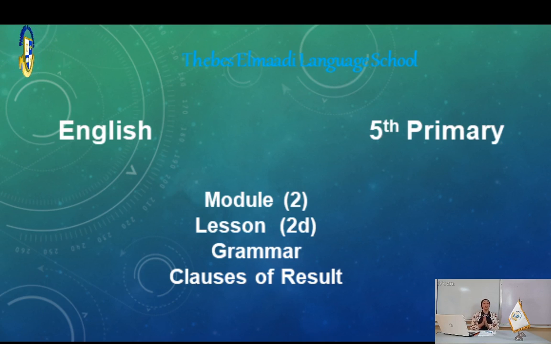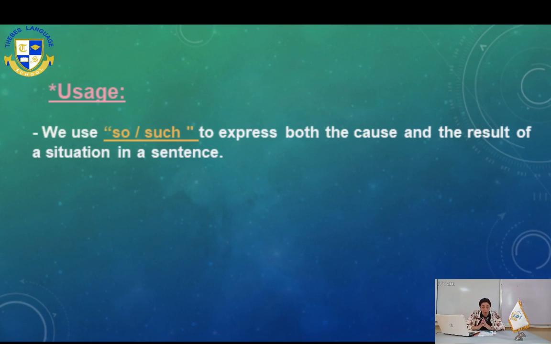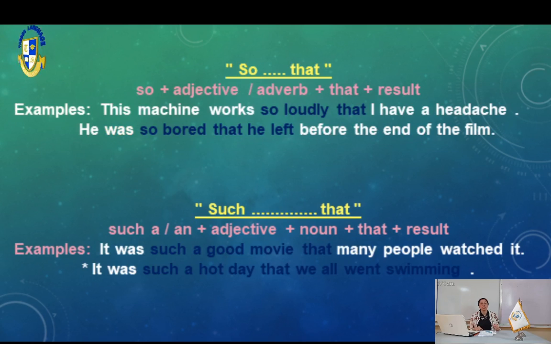Now please, I want you to move with me to slide number 2 in order to see how we can use so or such, or why we use them. We use so or such to express both the cause and the result, or a cause or an effect of a situation in a sentence. Now please move to slide number 3 to see the form of so that and such that. Although they have the same job, they are a little bit different in usage.